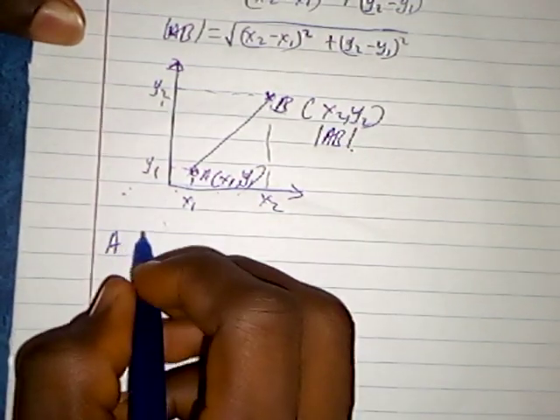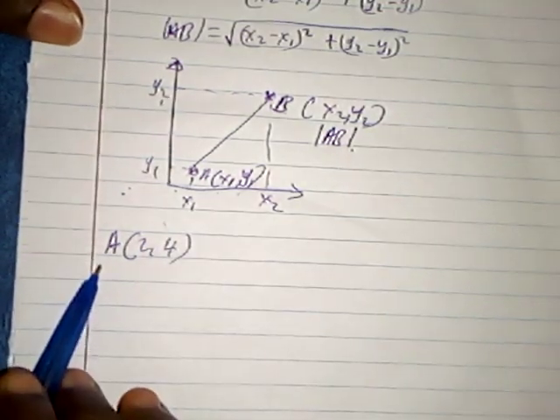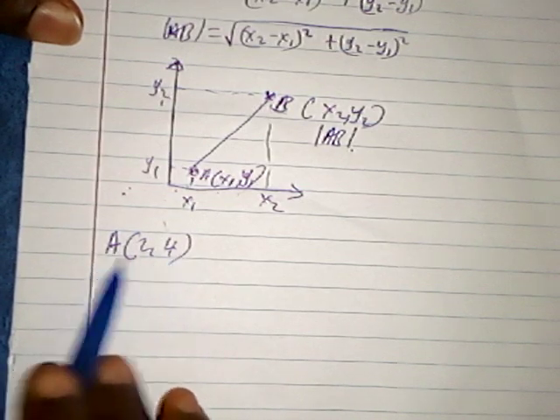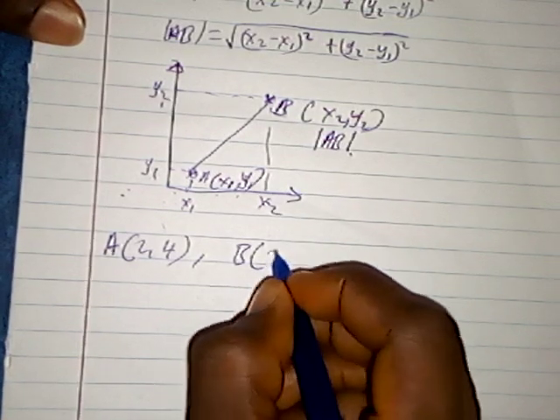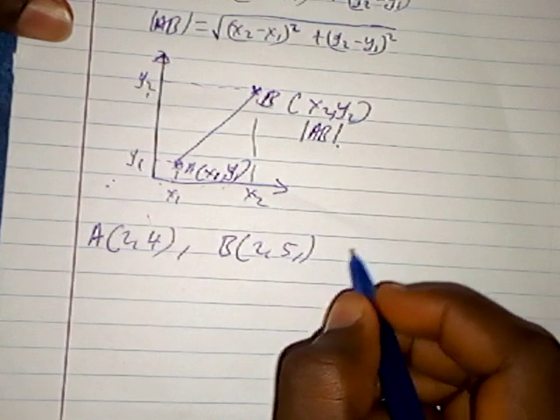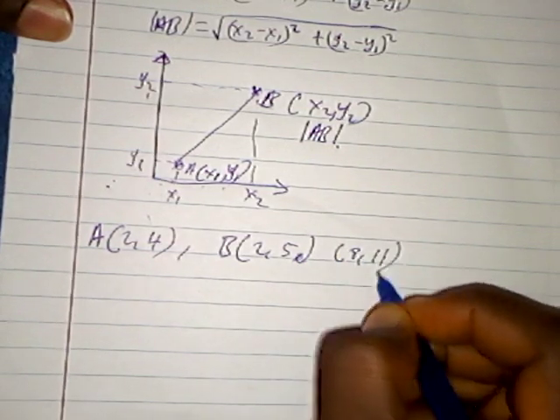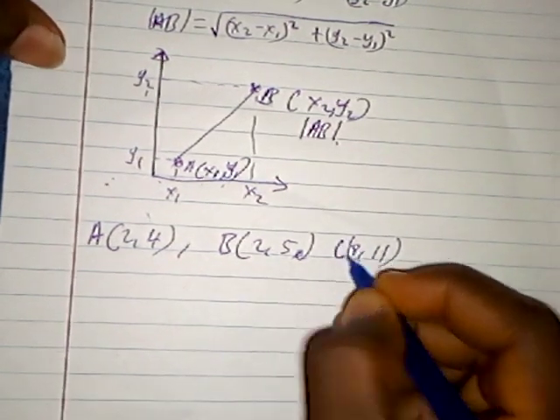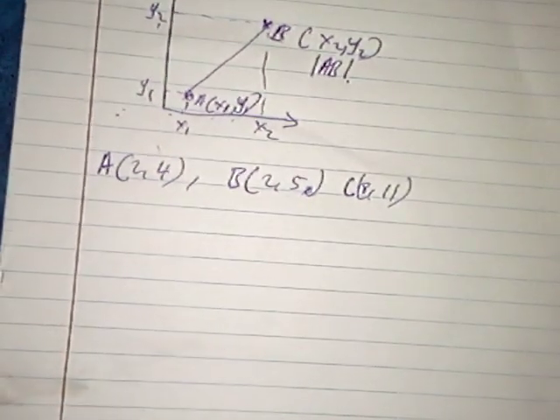Now we go. A has a coordinate of what? 2 and 4. So the coordinate of A is (2, 4). You can say A coordinate 2 and 4. Any way you pronounce them, you are correct. Right? B coordinate what? 2, 5. Do you see? And C coordinate of what? 8, 11. Do you see? And so on, right? So these are the coordinates. This is how you can call them, right? Good.